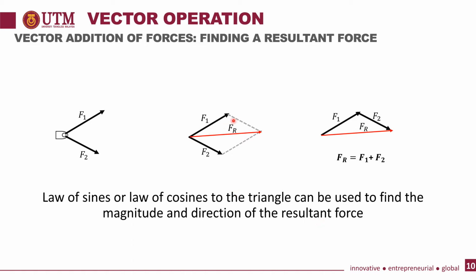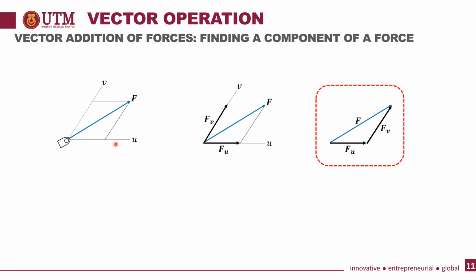After you find the parallelogram shape of your force, you can convert the parallelogram into a triangle shape, because this line is parallel to F2. So it means that you can put F2 here. When you put F2 here, it becomes a triangle: F1, F2 and the resultant force. From here you can find your resultant force by using the law of sines or law of cosines. So this is an example of vector addition of forces.